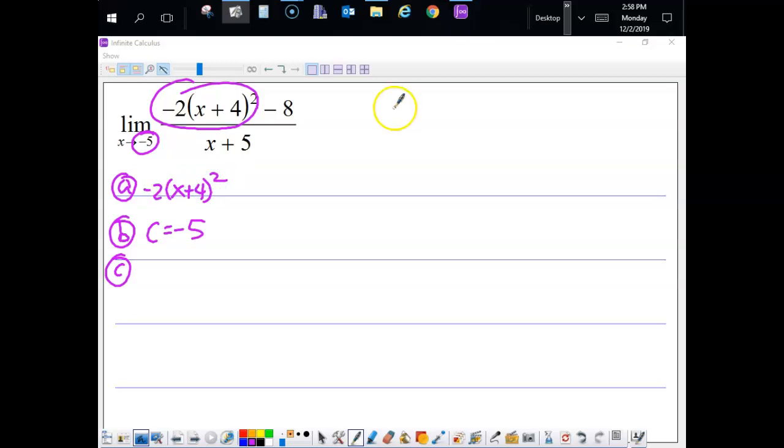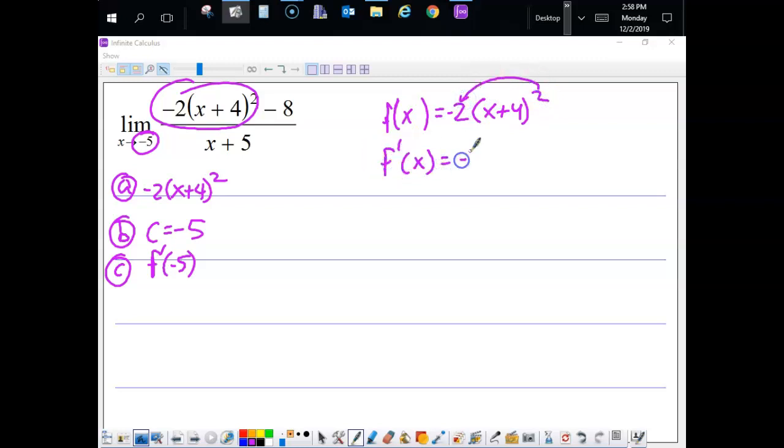And so if my function, I want to find f prime of negative 5 now. So if my function is negative 2x plus 4 squared, then my derivative would be, multiply that to the front, take 1 off of the power, now it's just 1. And then if I want to find out what f prime of negative 5 is, I just plug in the negative 5. That's negative 1, and negative 1 times 4 is 4, so the answer is 4.